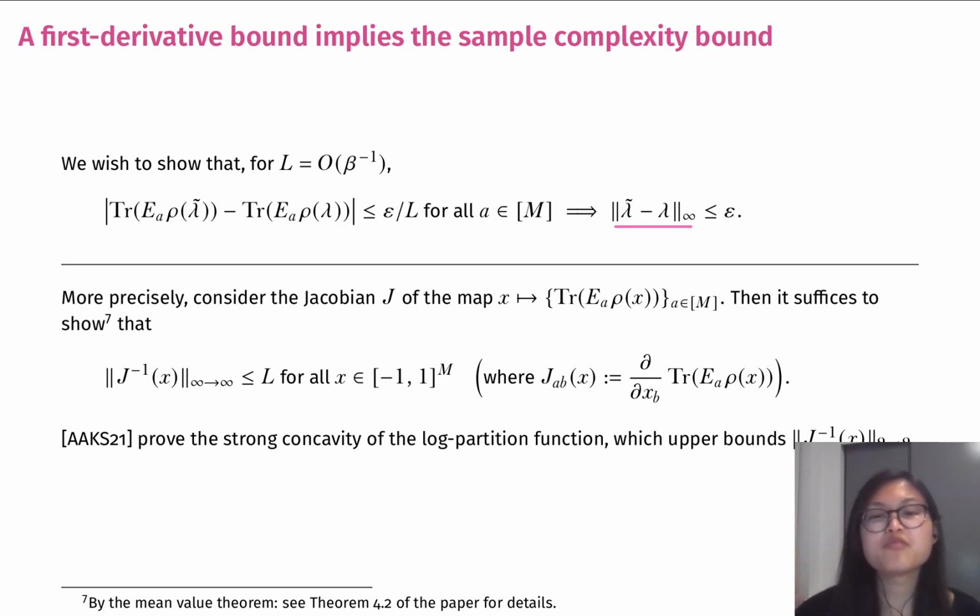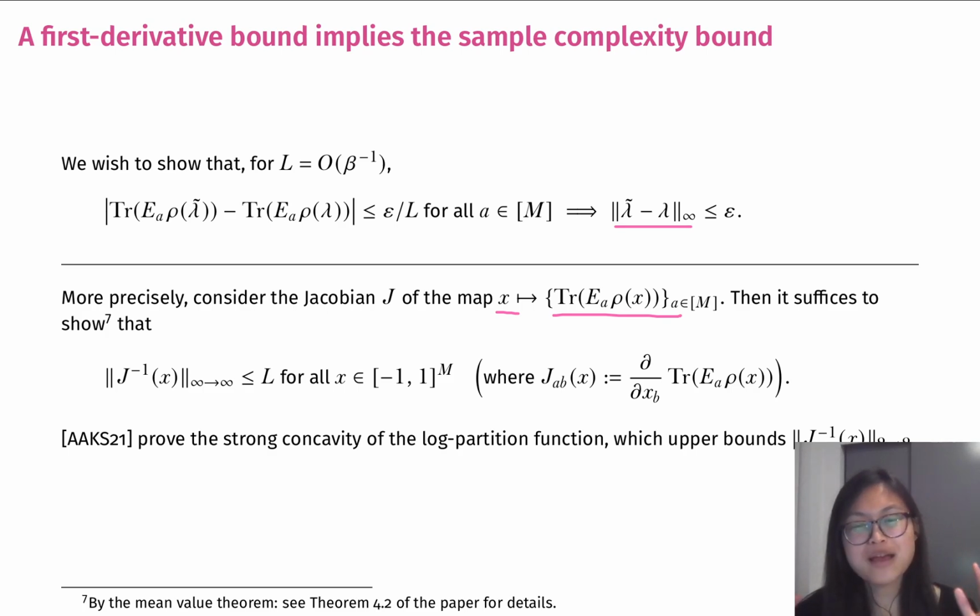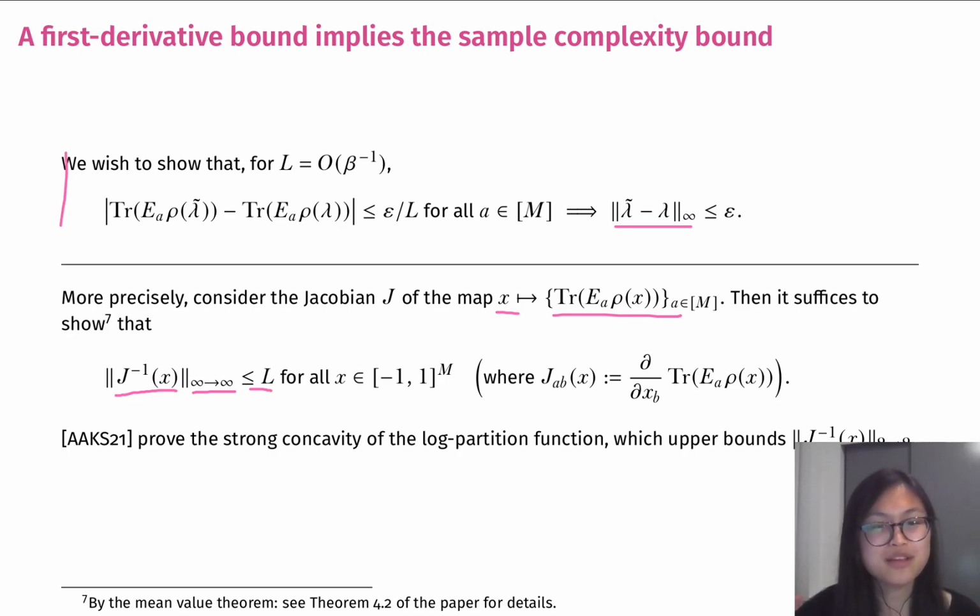Namely, if we look at this map from parameters to expectations, we can see that what we want is a Lipschitz bound on the inverse of this map. And so if you actually formalize it, indeed what you want is a bound on the inverse of the Jacobian, and you want the infinity to infinity norm to be bounded by L. And this will imply the statement that I wrote here. Now you might not see that, but hopefully it's clear intuitively why this is the case.